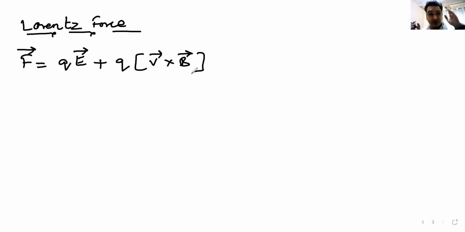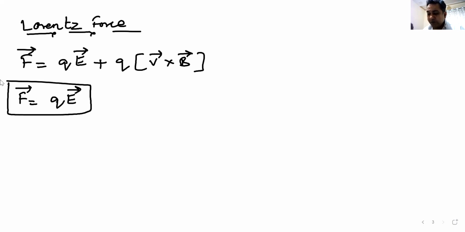Electric and magnetic field depend on your reference frame. Now, if you are in a reference frame where you only see an electrostatic field, F equals qE will be your force. How will the motion of the particle be in this field? Case number one. What can the electric field do and what can the magnetic field do? The electric field can change the velocity of the particle.